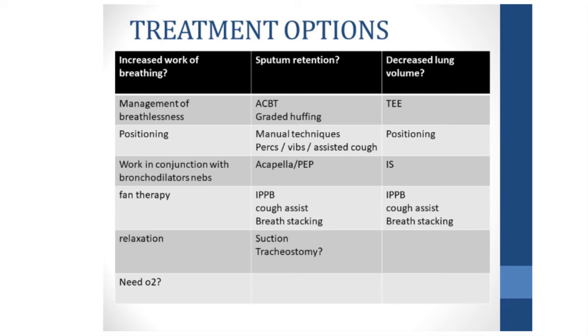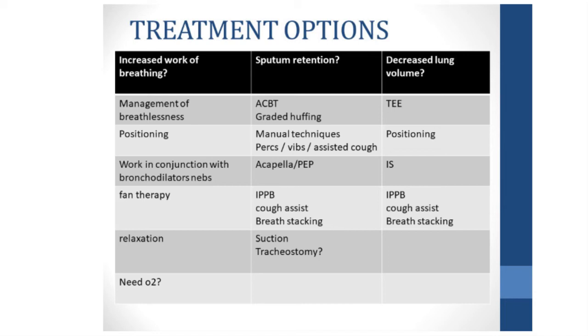If they have sputum retention, then we can do our active cycle of breathing techniques with graded huffing. We can do manual techniques if they're not contraindicated, like percussion and vibrations and assisted cough. We can use our oscillating PEP devices. We can use our cough augmentation devices like your IPPB, your cough assists, your breath stacking. And some of these patients may already have suction in the community, so that might be an option. And some of them, if they have a tracheostomy as well, may well have suction in the community already.